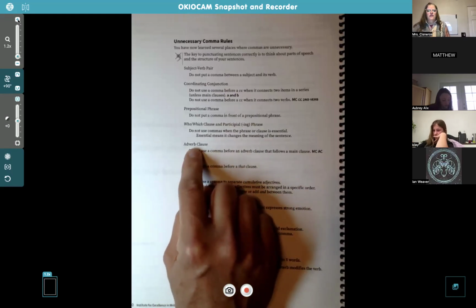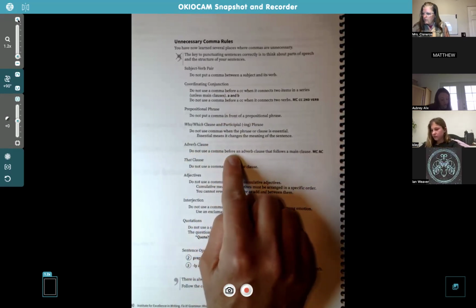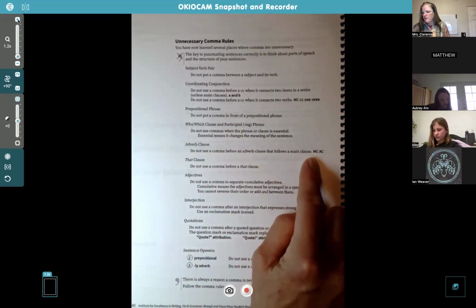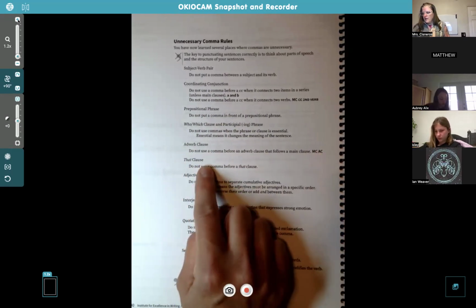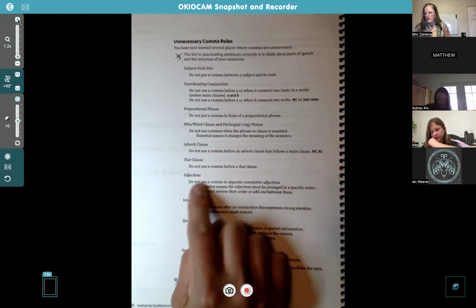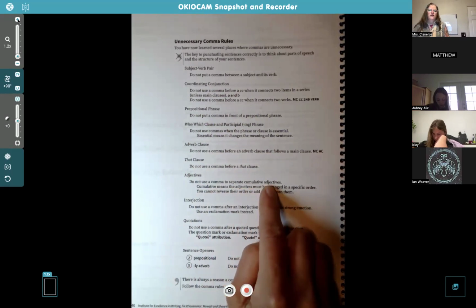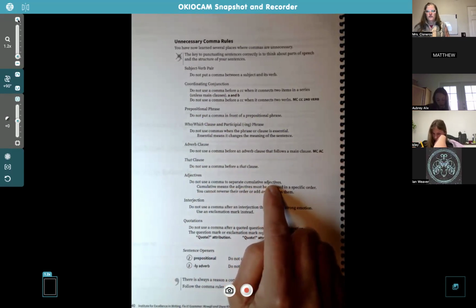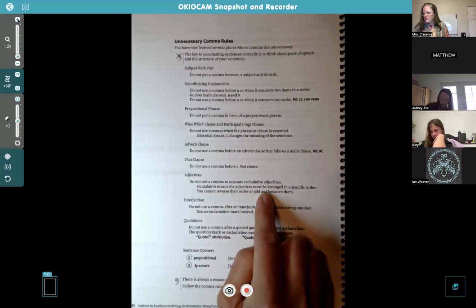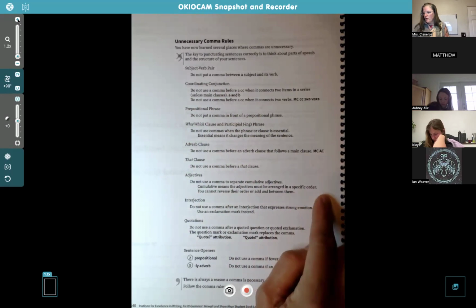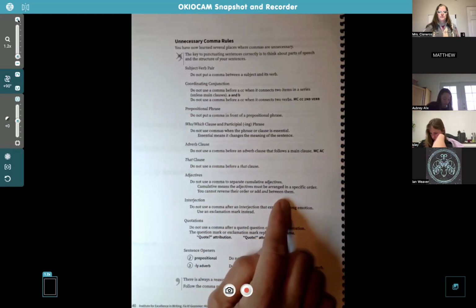The adverb clause, that is the www.asia word clause: do not use a comma before an adverb clause that follows a main clause if the pattern is MC and then AC. That clause: do not use a comma before the that clause. Adjectives: do not use a comma to separate cumulative adjectives. Remember we talked about dosis scomp a while back. Cumulative means the adjectives must be arranged in a specific order. You cannot reverse their order or add and between them.